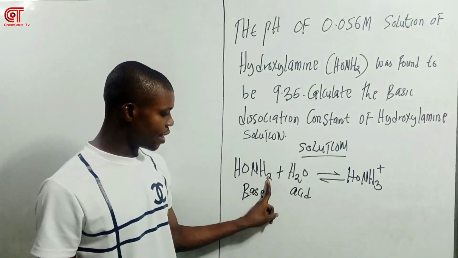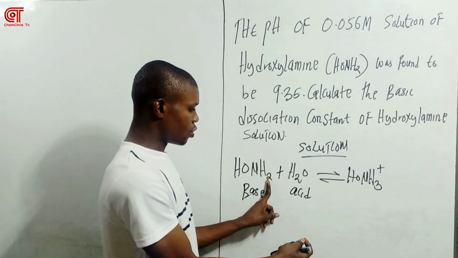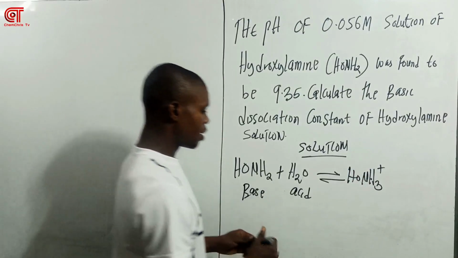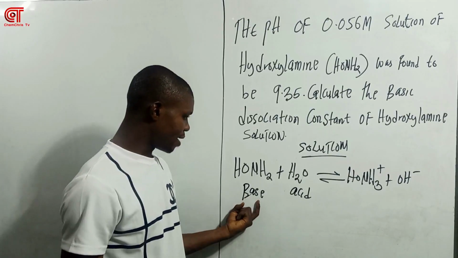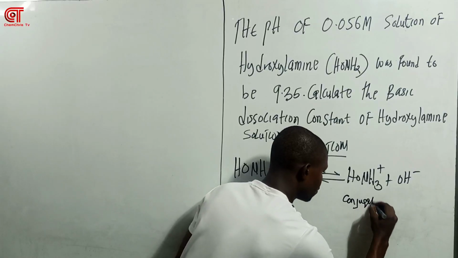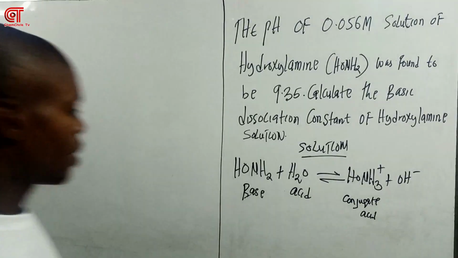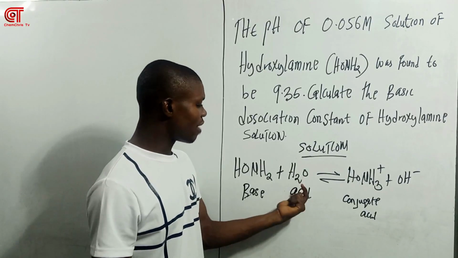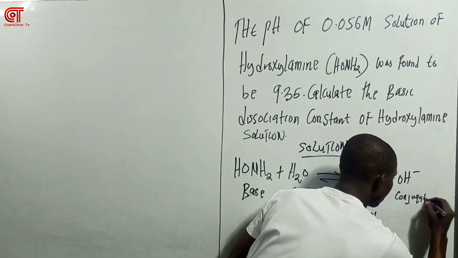Now this acid here, which is water, will lose a proton. So one of the hydrogens moves to form HONH3 plus and OH minus. The base accepts the proton to form a conjugate acid. Water is acting as an acid: it has lost a proton to form OH minus, which is now the conjugate base.